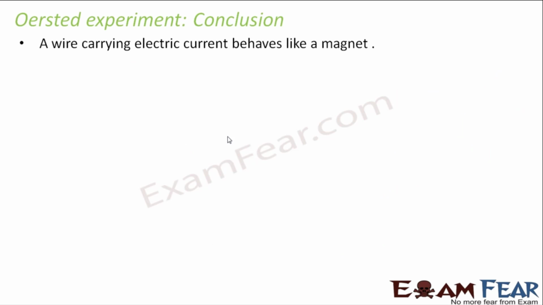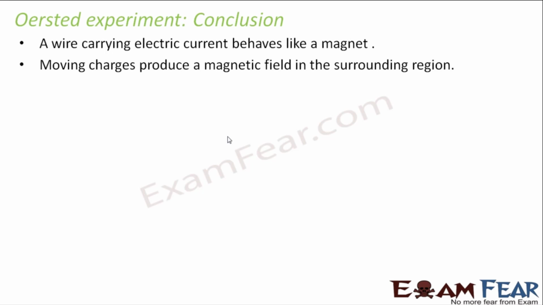So what was the conclusion of the Oersted experiment? The conclusion was a wire carrying electric current behaves like a magnet, or in other words, moving charges produce a magnetic field in the surrounding region. Moving charges is nothing but current. Moving charges constitute current. So moving charges produce a magnetic field in the surrounding region.